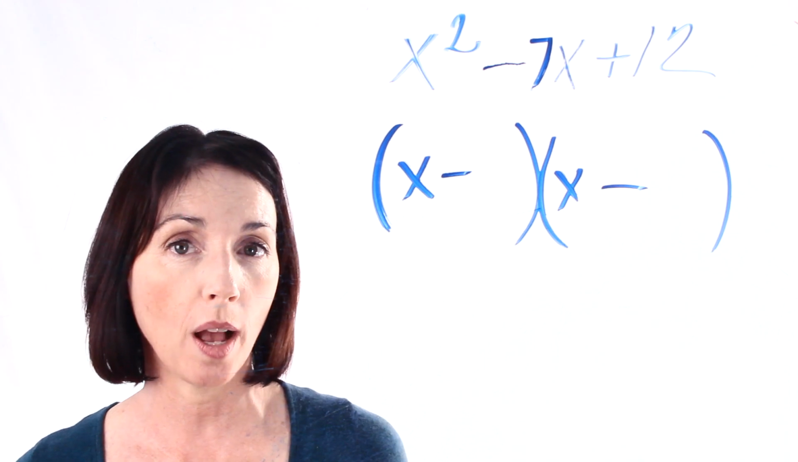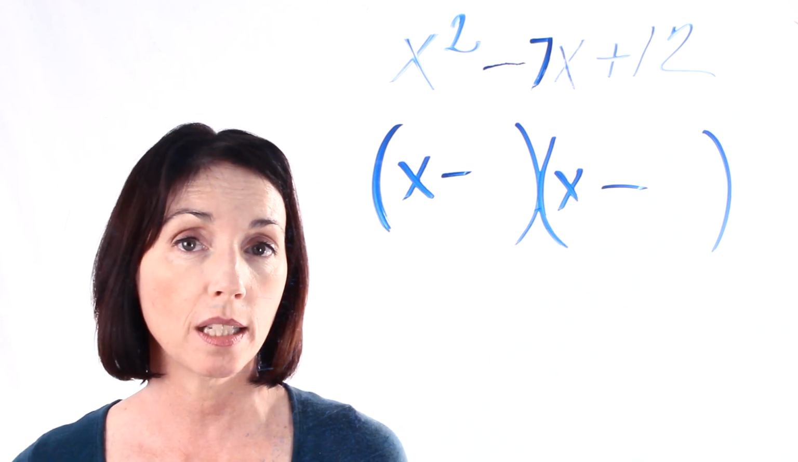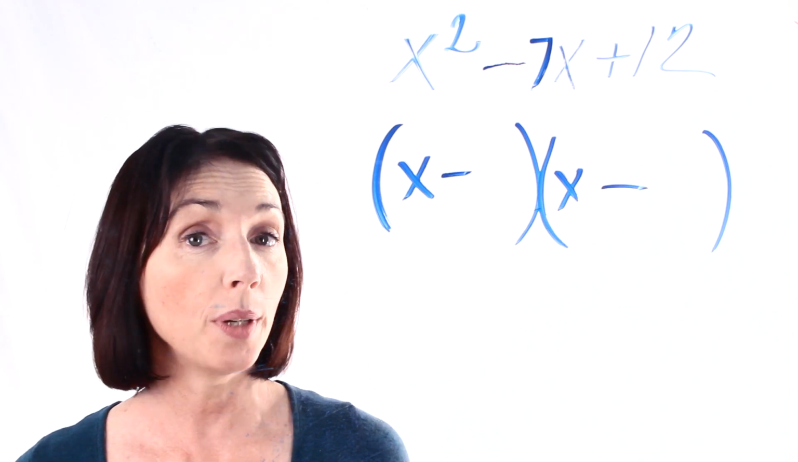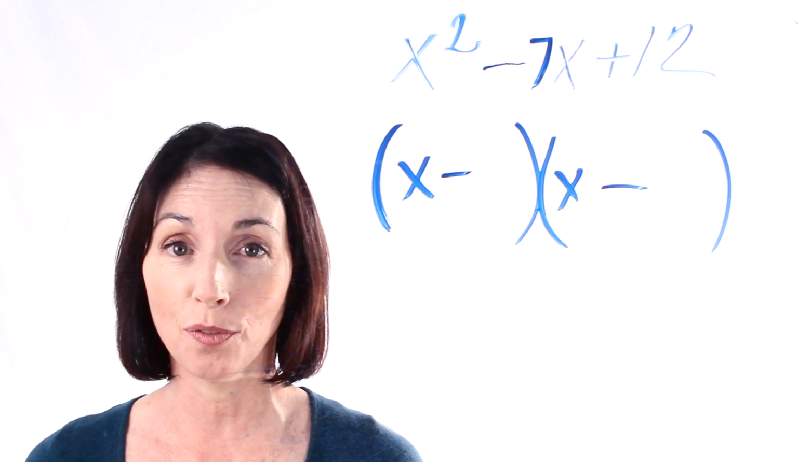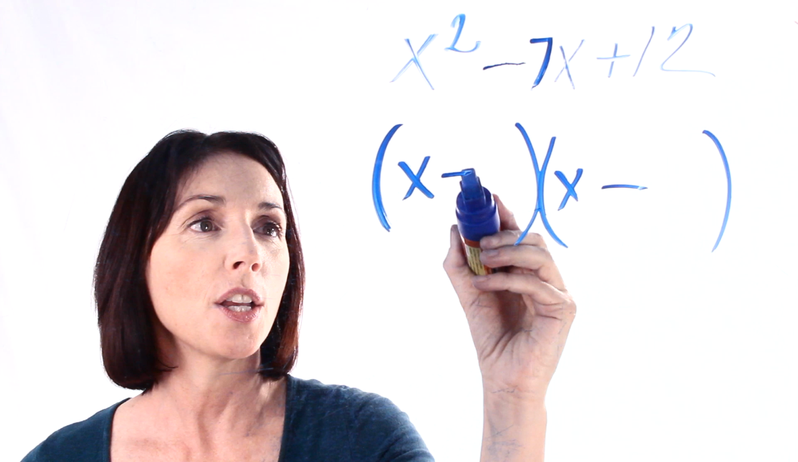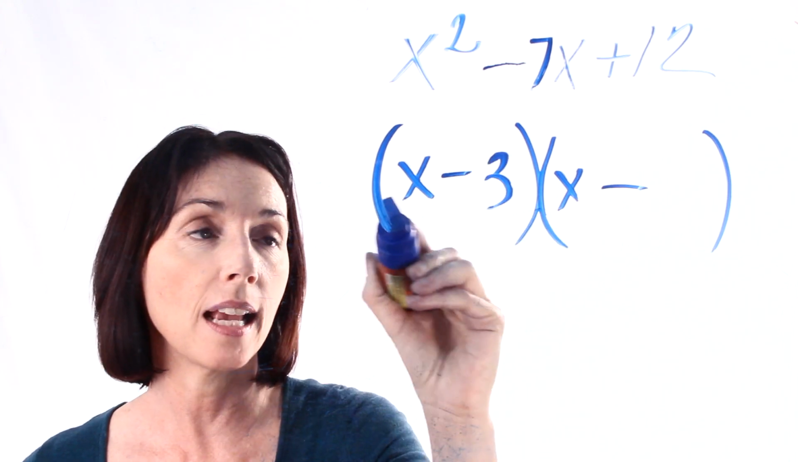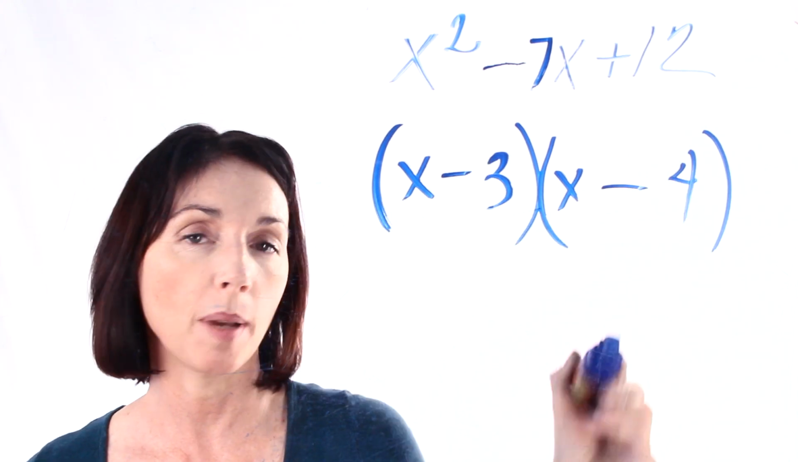So, the factors of 12 are 1 and 12, 2 and 6, and 3 and 4. 3 and 4, when added together, equals 7. And if we add a -3 and a -4, we'll get our -7. So what we end up with here is x minus 3 times x minus 4.